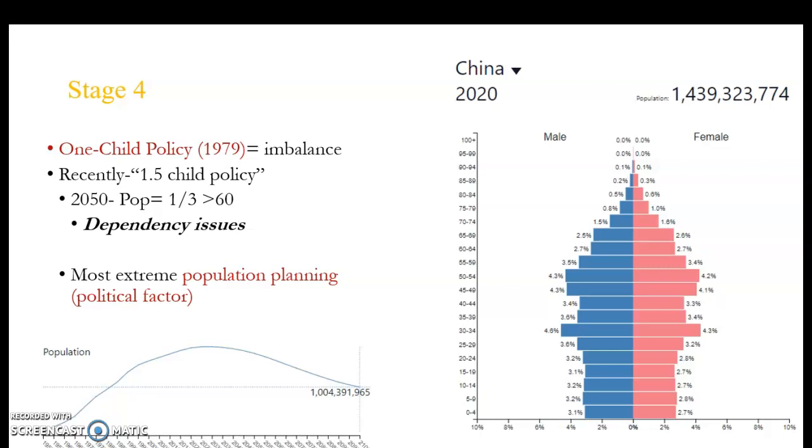So they cut off a generation of workers because they were worried that the population was growing too fast. 40 years later, they created a scenario where the elderly population is going to have a difficult time finding support because of the imbalanced dependency ratio. So the one-child policy moved China to stage 4 more rapidly than it would have occurred had this policy not existed.